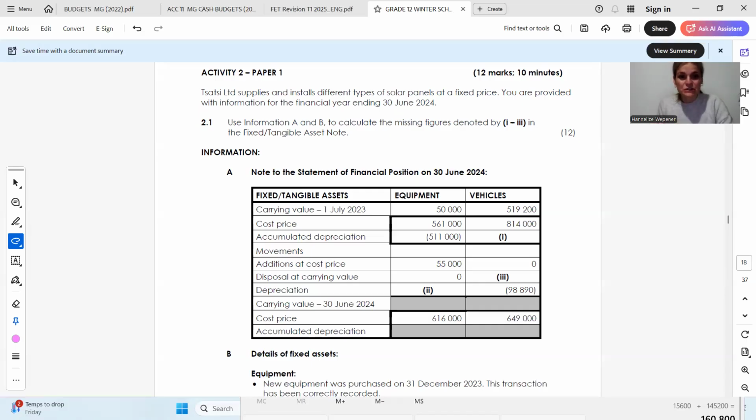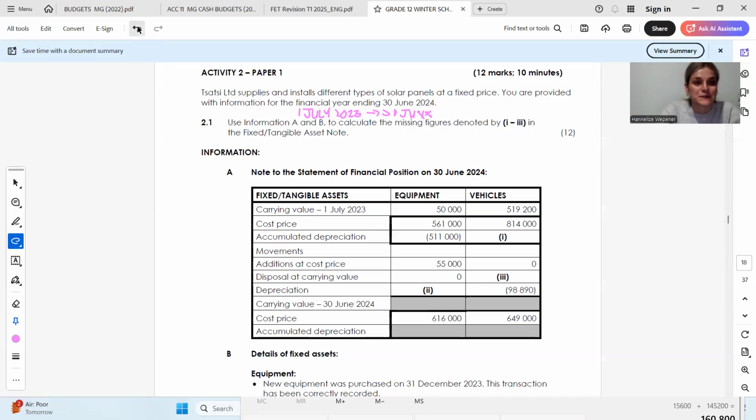Okay. So you supply and install different types of solar panels at a fixed price, and you're provided with the information for the financial year ending 30 June 2024. That means that your year started on the 1st of July 2023, for it to end on the 30th of June 2024.